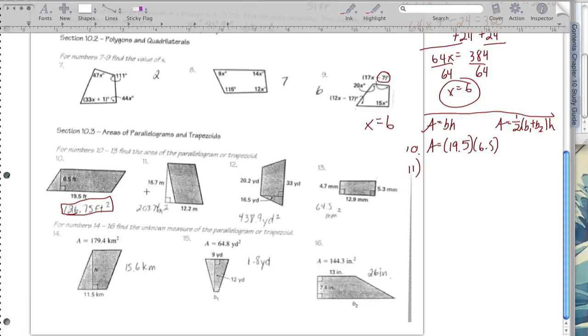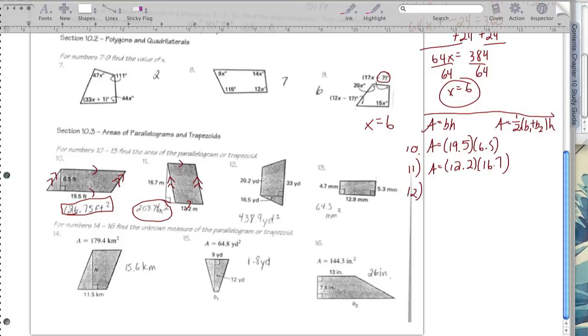Moving on, number 11, we are given the base of 12.2, so area. This is a parallelogram because we have two pairs of parallel sides, as we did here. Okay, so the base here is 12.2. My height is 16.7. I'm going to multiply those two together. And to save space, again, just like I did on the last one, the answer is already over here. So it's 203.74, and this is meters squared because we're talking about area.